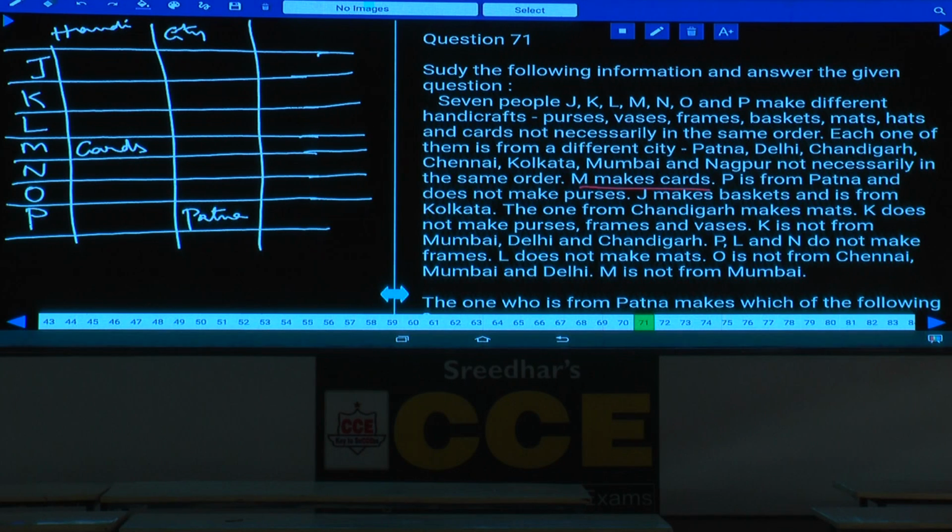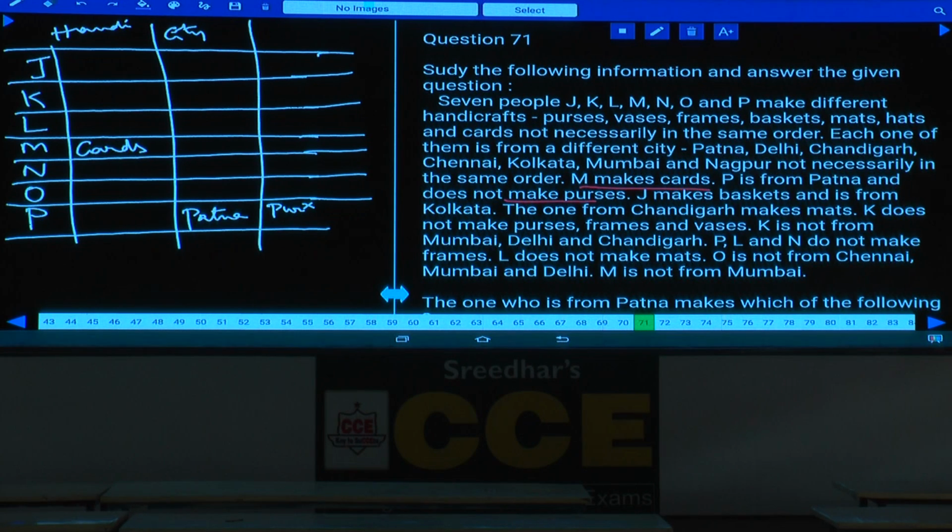P is from Patna and does not make purses. And P does not take purses. Hence, under purses, put a cross. Clear now? Purses, this person does not belong to, is not doing purses.